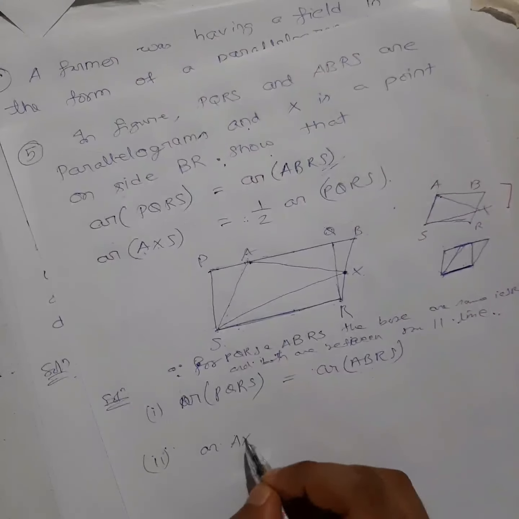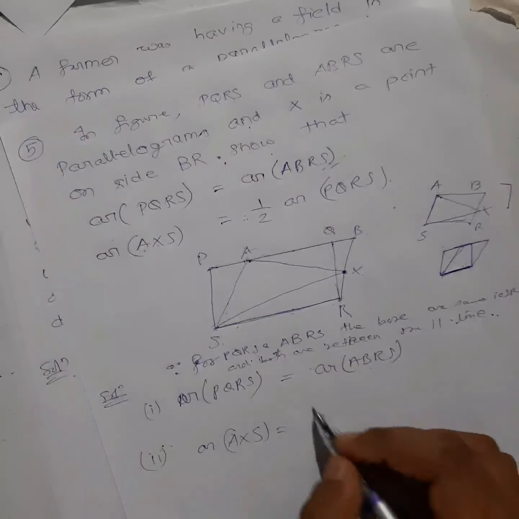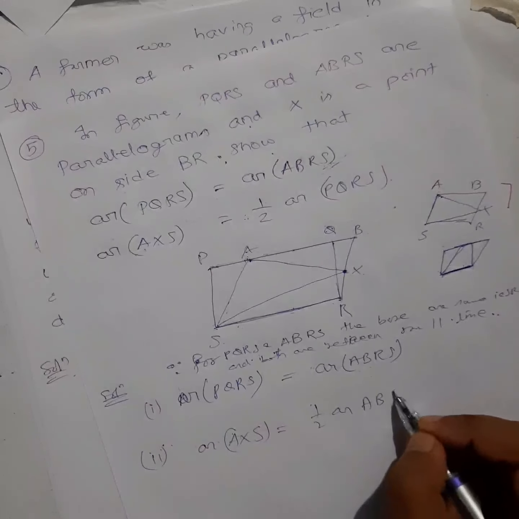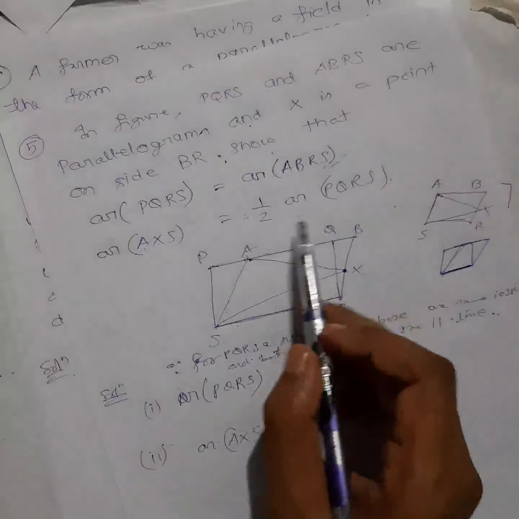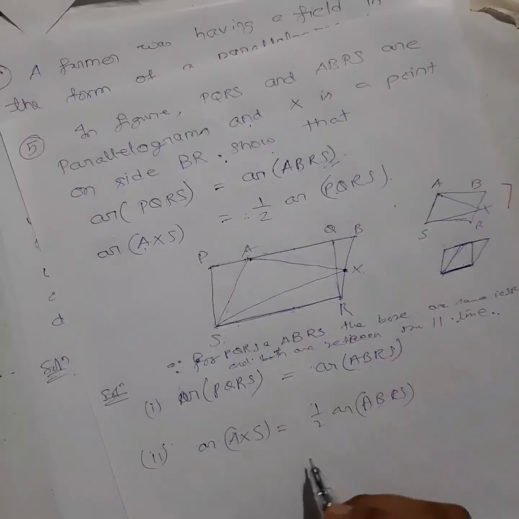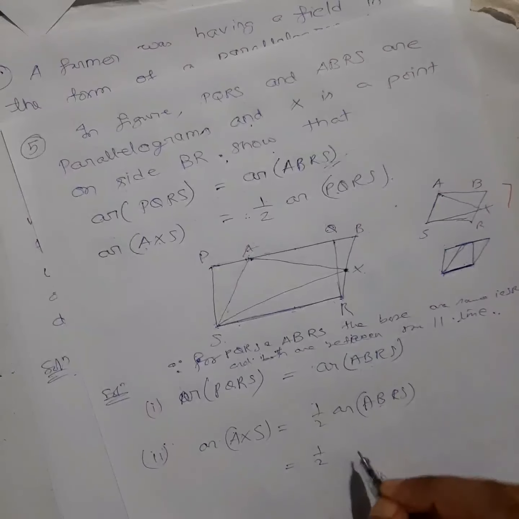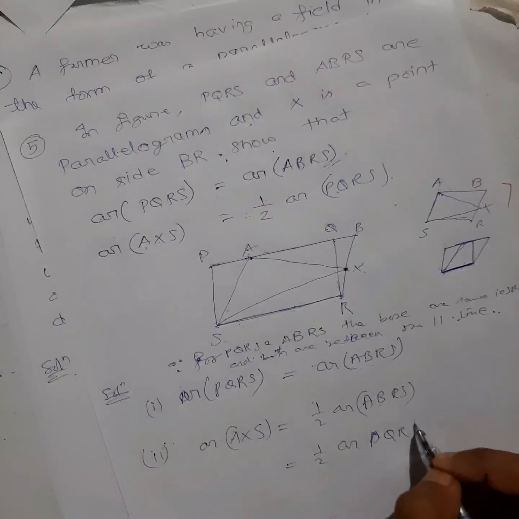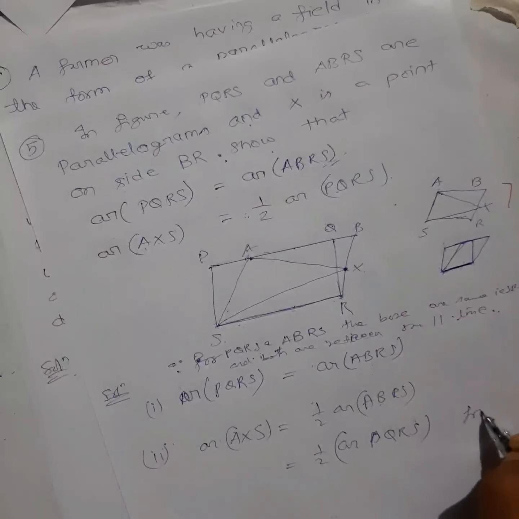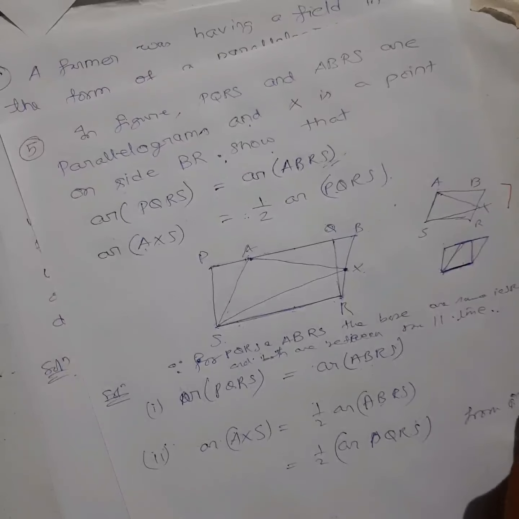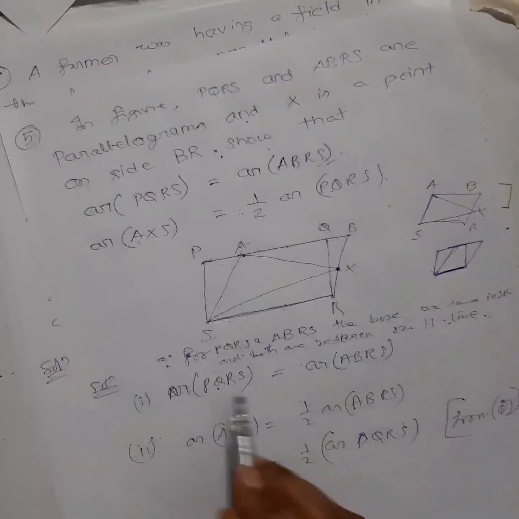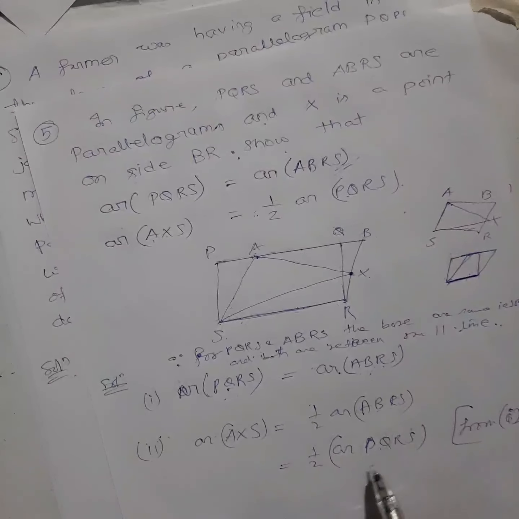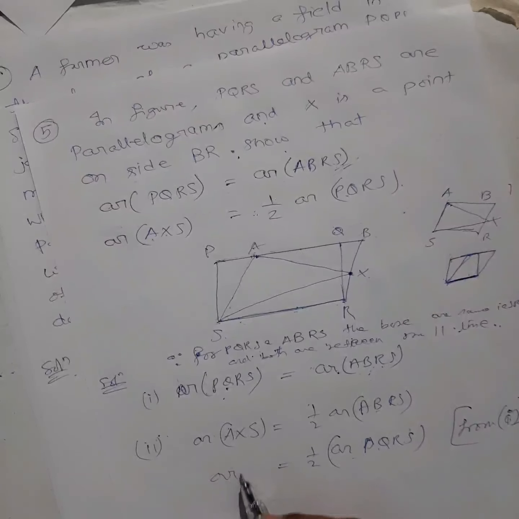Area of AXS is equal to half of area of ABRS, but they have asked you to prove it for PQRS, right? We know that ABRS and PQRS are the same. Area of PQRS, you can write from 1. You can see in 1 we have already proved that area of PQRS and area of ABRS are both the same. So in place of this, we can write this. Done already.